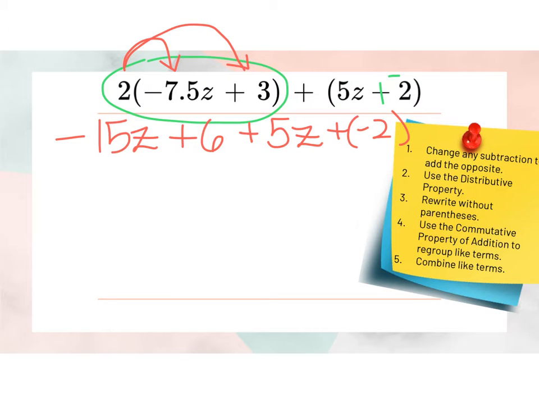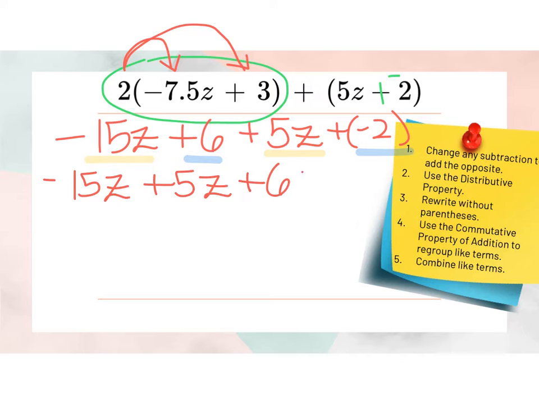Find like terms. Negative 15z and 5z have the same variable raised to the same power, and 6 and negative 2 do not have variables at all. Negative 15z plus 5z plus 6 plus negative 2. We've just used the commutative property to group like terms, and we'll solve. Negative 15z plus 5z is negative 10z, plus 6 plus negative 2 is 4.